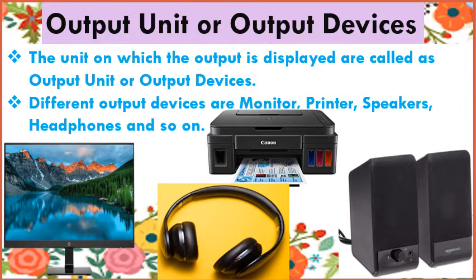Now, output unit or output devices. The unit on which output is displayed is called an output unit or output devices. Different output devices are monitor, printer, speakers, headphones, and so on. The older monitors used to be black and white. Presently, colored monitors are used that present high quality graphics and animations. To output sound, speakers and headphones are used.